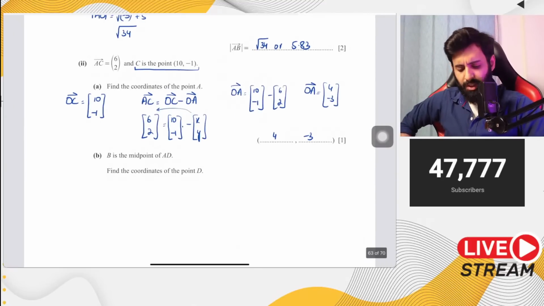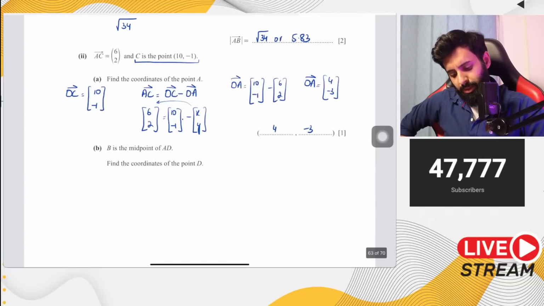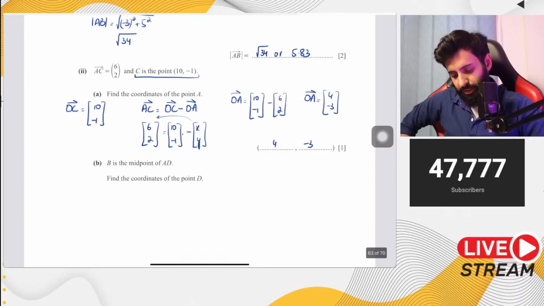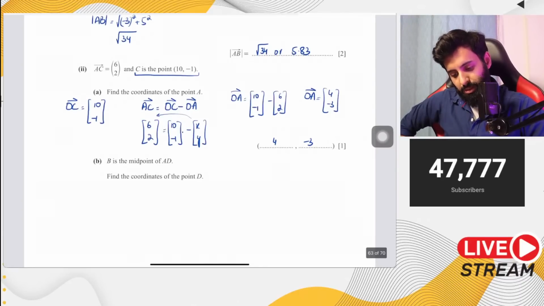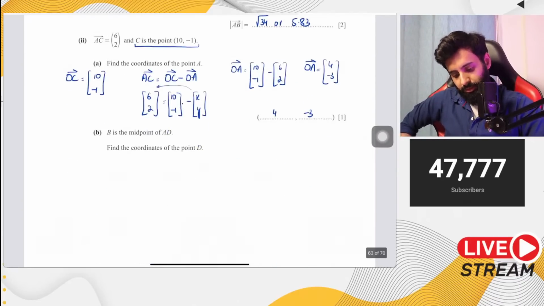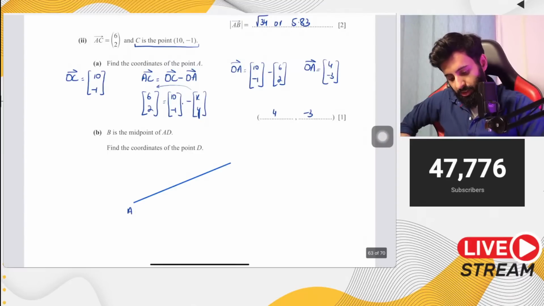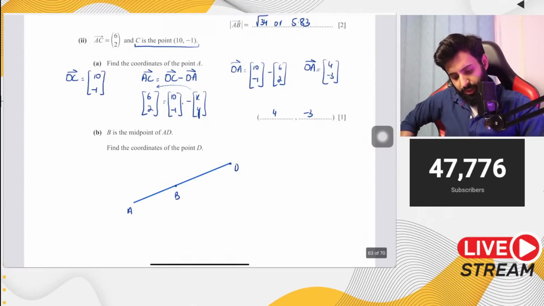Pretty easy. Then it says B is the midpoint of AD. Find the coordinates of the point D. So this is a 2-mark question. And let's see what it means. B is the midpoint of AD. So if B is the midpoint of AD, what does that mean? That means here's A, here is B, and here is D. So this is a bit of coordinate geometry as well.